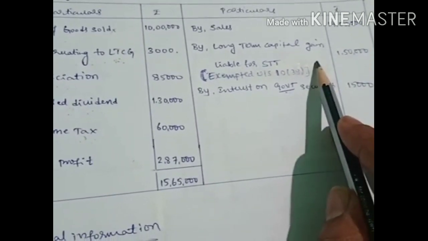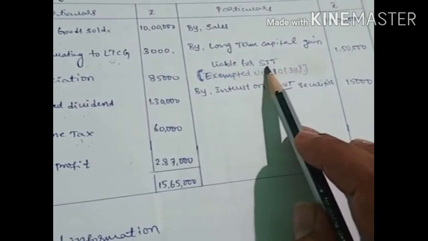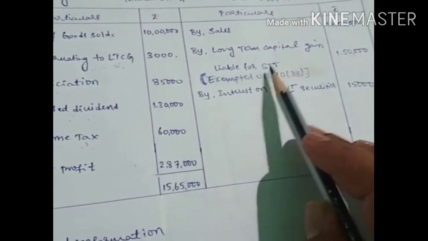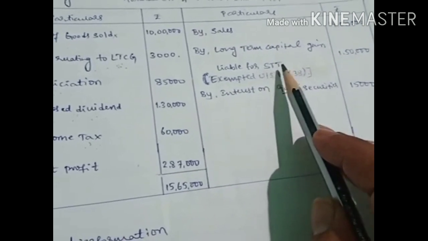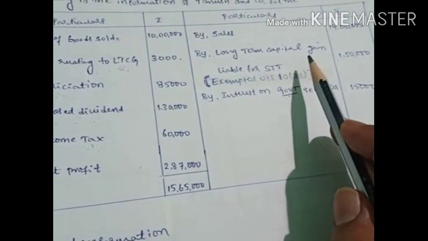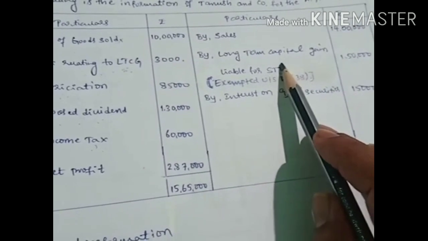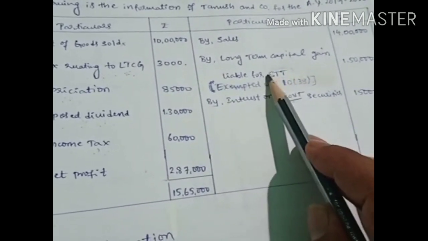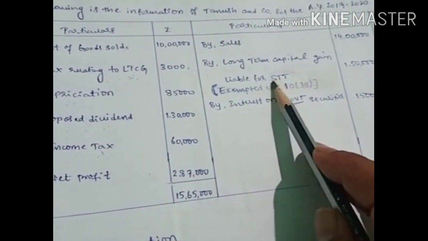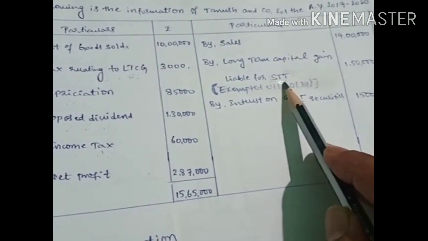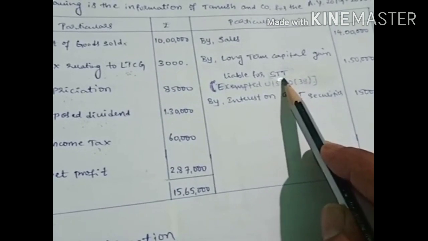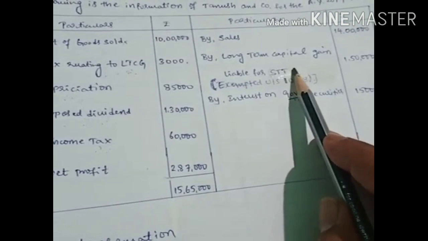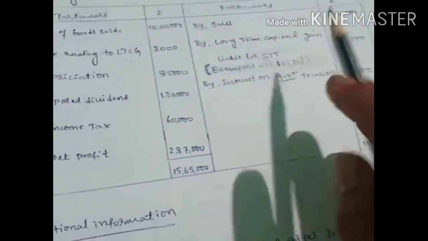Keep in mind one more point here. STT is nothing but securities transaction tax. Any kind of listed shares, mutual funds, UTI, if sold through a recognized stock exchange, such a transaction is called liable to securities transaction tax. As for the period, if it is sold in less than 1 year, it is considered a short-term capital gain. If it is sold after more than 1 year, it is called a long-term capital gain liable under STT. Okay, understood, right?